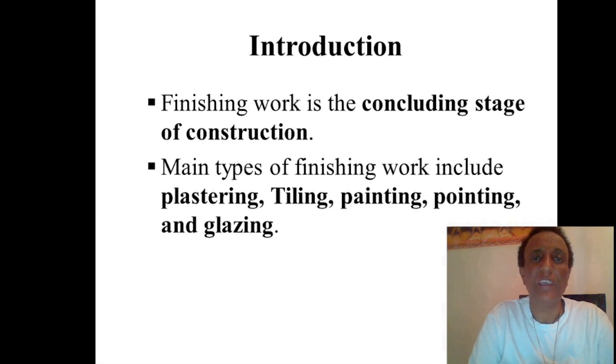Let's explore the main types of finishing work. The first one is plastering. Plastering is the process of creating flat and protective surface for the wall. It covers the basic masonry surfaces. It prepares the wall for next procedures such as pointing and painting. It enhances the durability of the surface.